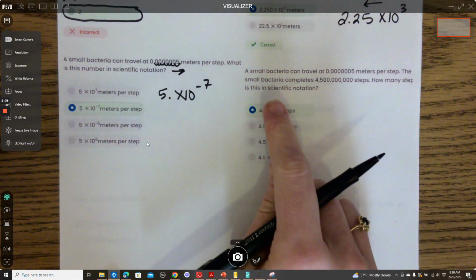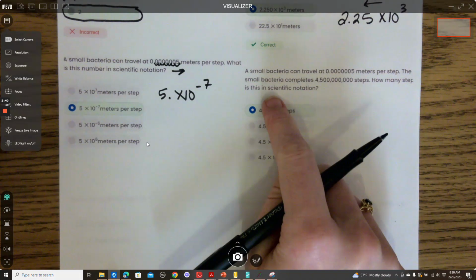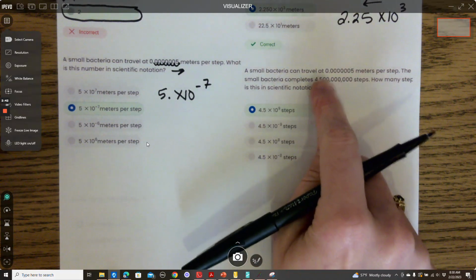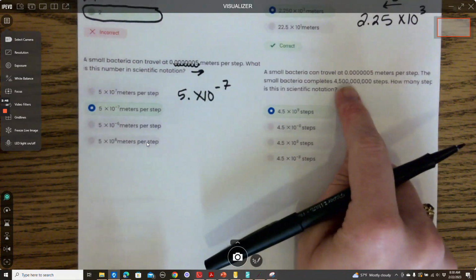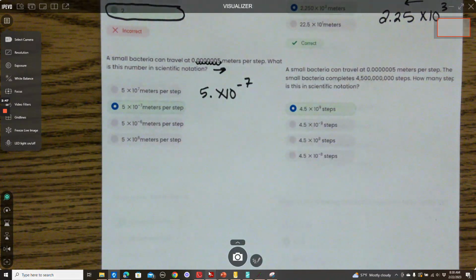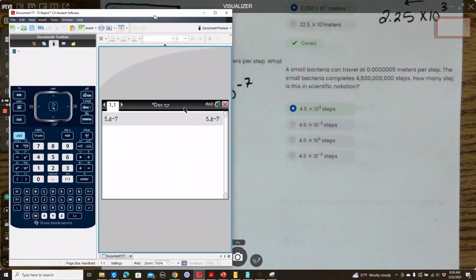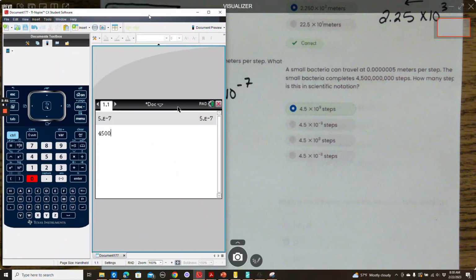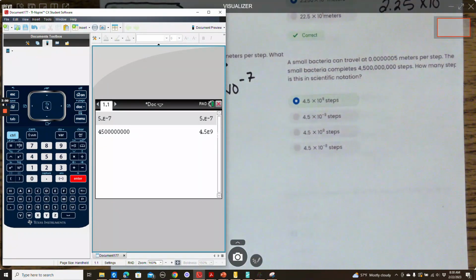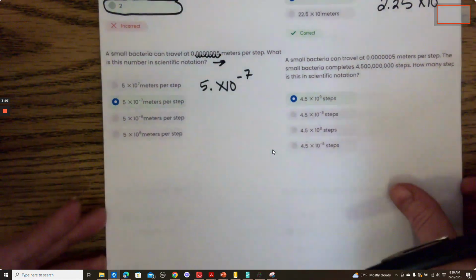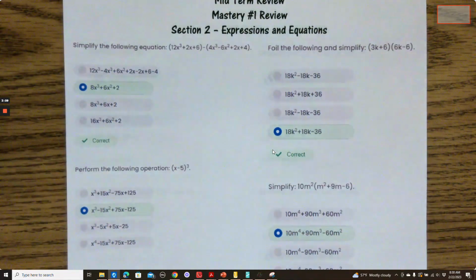All right, so on this one, it says how many steps is this? So all it wants you to do is put this number in scientific notation. It just wants the number of steps in scientific notation. And so again, this number, 4.5, E is the times 10, 9 is the exponent. Okay. All right, this is going to start the next section, which is expressions and equations.